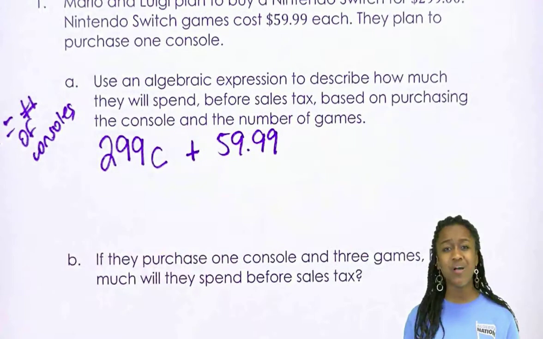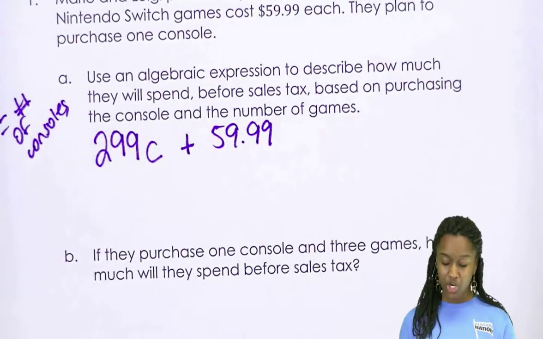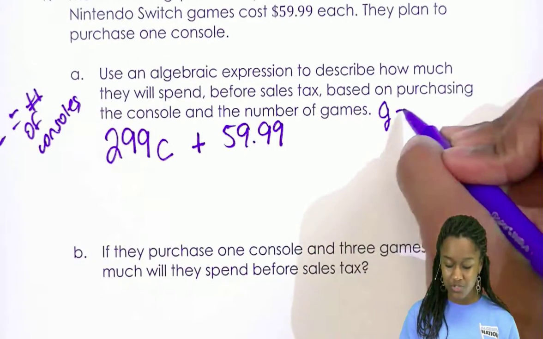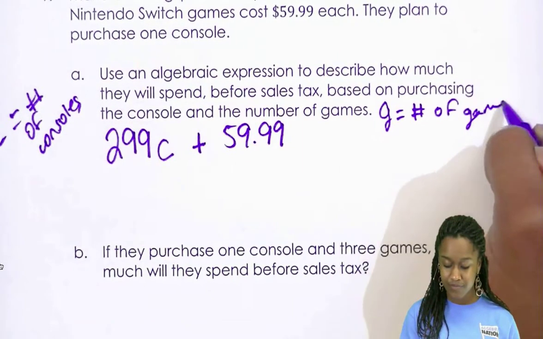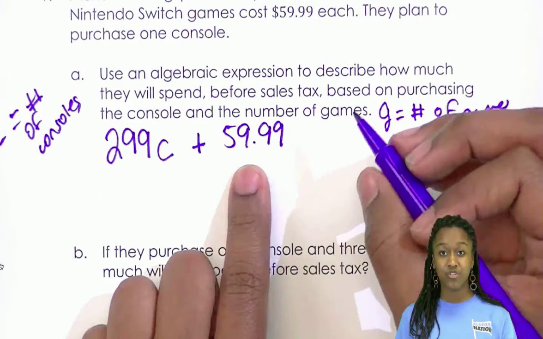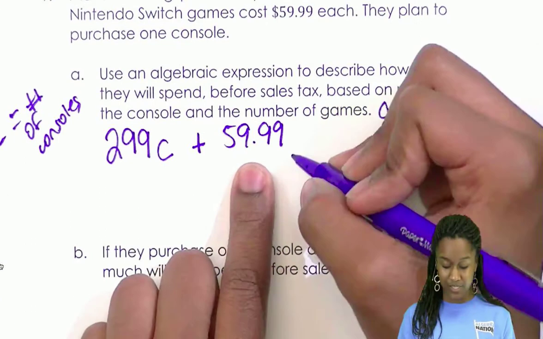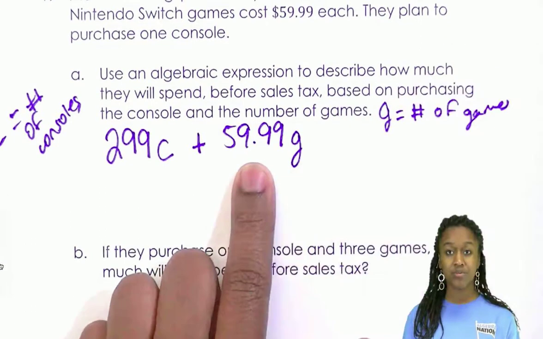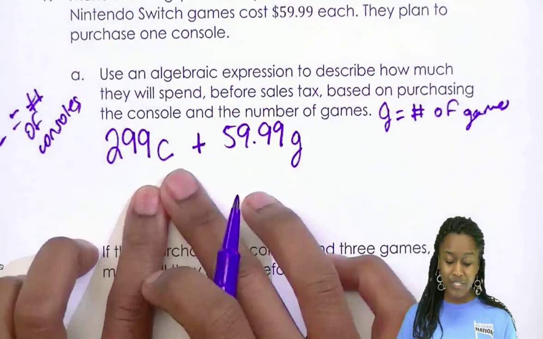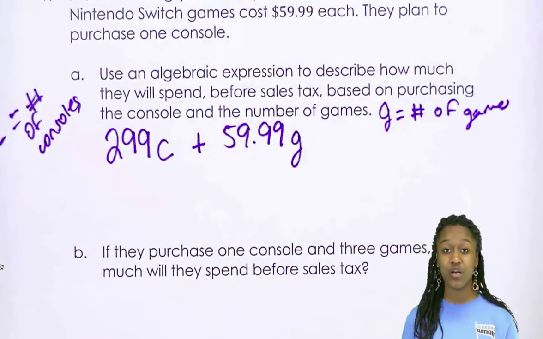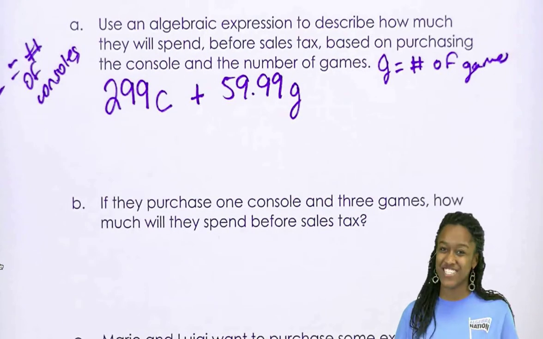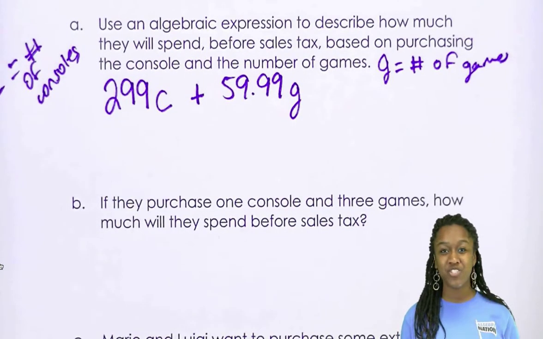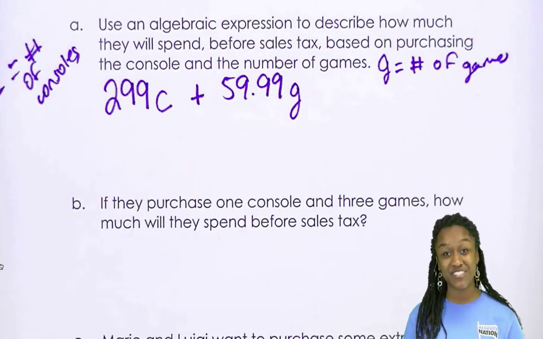$59.99. But do we know how many games they're going to buy? No, we don't, so we need another variable. We can use G to equal the number of games here. So we'll take the price of a game, and then we'll multiply it by G. And this will give us an algebraic expression to tell us how much we'll spend based on purchasing the console and number of games before sales tax.